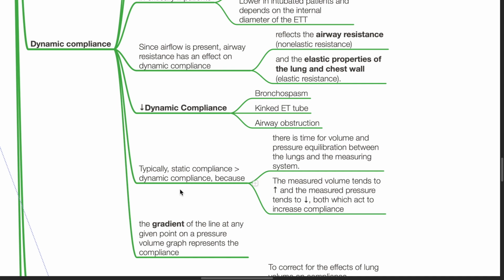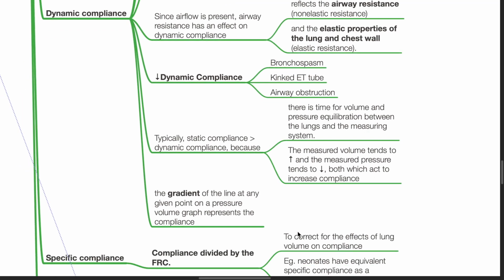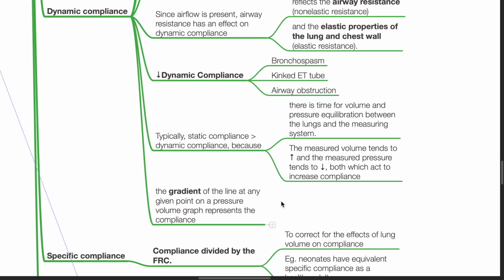Typically, static compliance is higher than dynamic compliance because there is time for volume and pressure equilibration between the lung and the measuring system. The measured volume tends to increase and the measured pressure tends to decrease, both of which act to increase compliance. The gradient of the line at any given point on the pressure-volume graph represents the compliance.